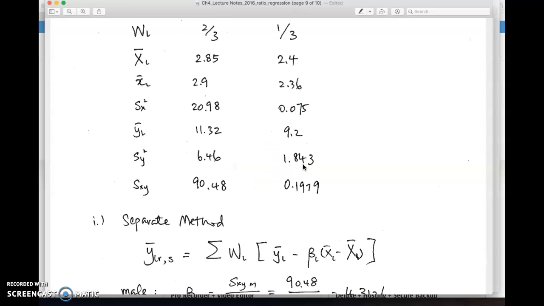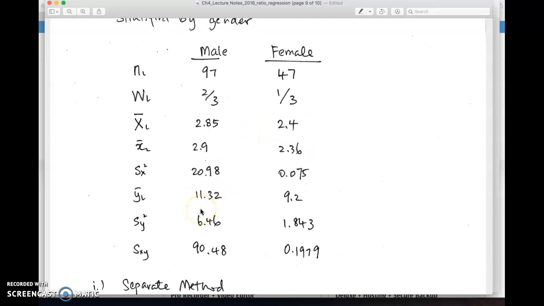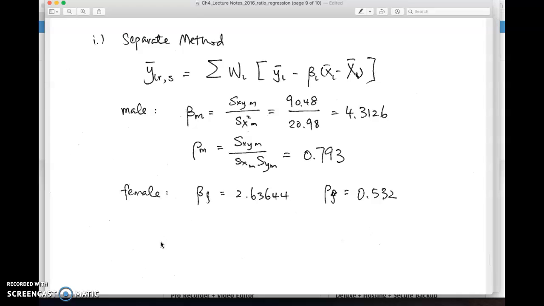And we look at the heart weight. In the sample, the male group is 11.32, the female group is 9.2, and we're given SX square, SY square, and also SXY. Under the separate method, first of all, we want to look at the male group's Y bar estimated under the linear regression estimation. Then we can add up together with the females, weighted by their population weighting.